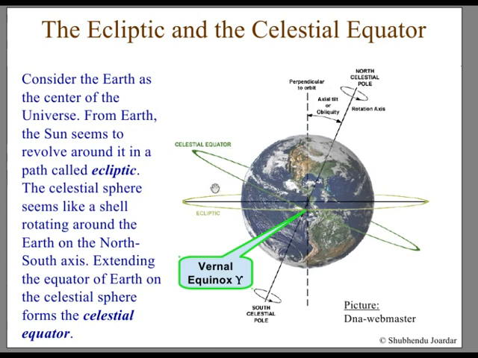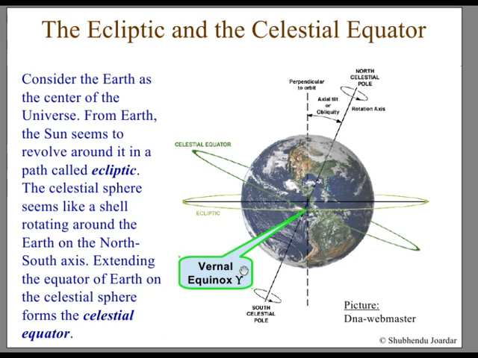Now this ecliptic plane and the celestial equator will cut at 2 points. One you can see on this side, the other is on the back side. Here you can see that this is the southern part and this is the northern part, the northern hemisphere. When the ecliptic crosses from the southern hemisphere to the northern hemisphere and cuts the celestial equator, the point where it cuts is called the vernal equinox.